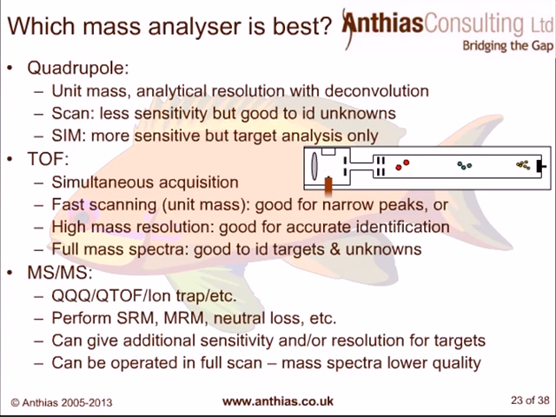And finally, MSMS, that could be from a triple quad, a QTOF, an ion trap, etc. We can do SRM, single reaction monitoring, multiple reaction monitoring or MRM, neutral loss scans, etc. These are good for giving additional sensitivity and or resolution for targets. They can be operated in full scan though, to identify unknowns, but these will not give us as good a spectra as using just a single quad instrument for identifying unknowns.